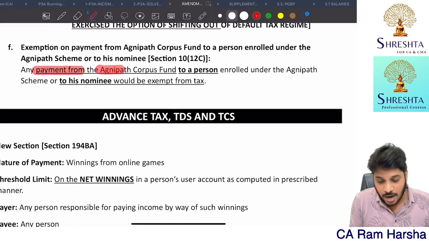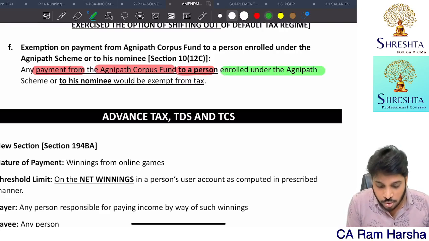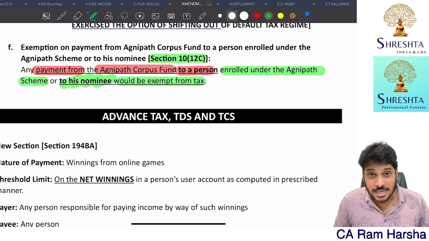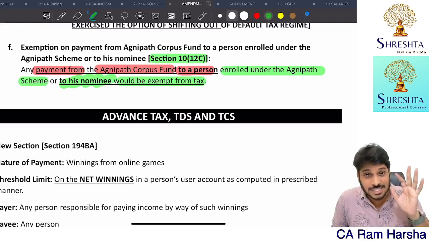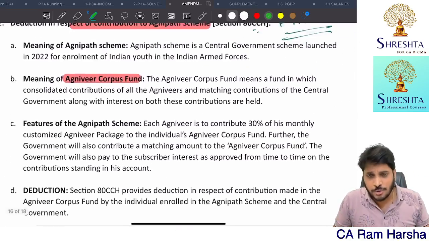Any payment from the Agnipath Corpus Fund or Agniveer Corpus Fund to a person who actually enrolled under the scheme, or to his nominee, is exempt from tax. So Section 10 clause 12C, a new clause, is added in the exemptions list in the Finance Act 2023. Not only that, now Agniveer is contributing, right?